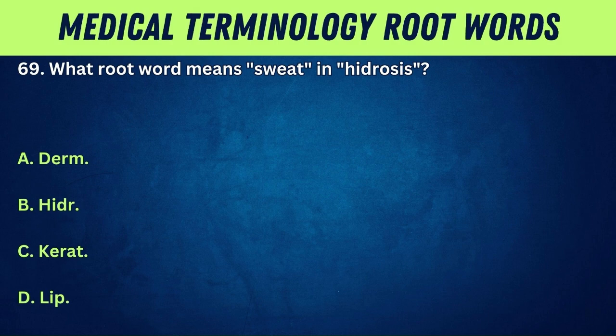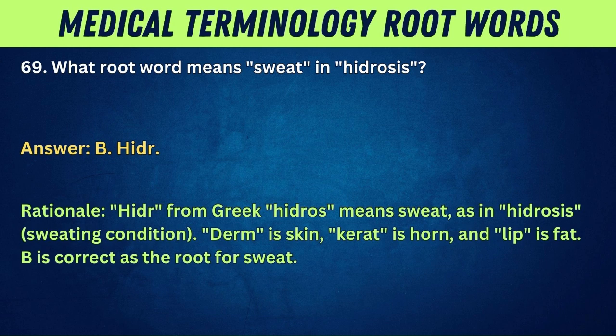69. What root word means sweat in hydrosis? A. Derm. B. Hydr. C. Kerat. D. Lip. Answer: B. Hydr. Rationale: hydr from Greek hydros means sweat, as in hydrosis, sweating condition. Derm is skin.